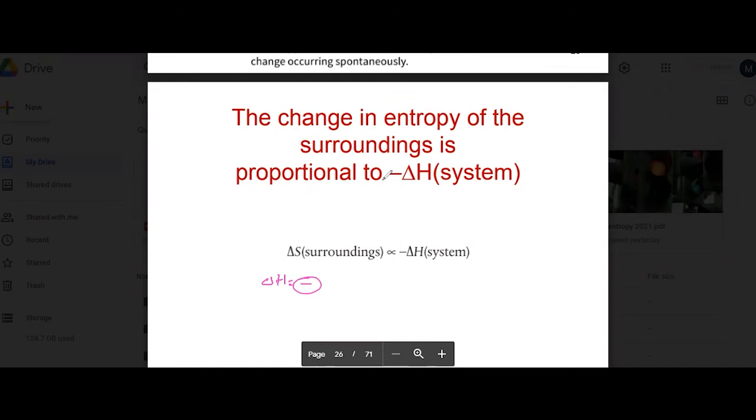But for example, if it is an endothermic reaction, the delta H is positive. That means the system gains energy from the surroundings, so the surroundings will lose energy. So if the sign of delta H is positive, the sign of delta S surroundings will be negative. Why? Because the surroundings lost heat given to the system. So once again, the entropy change of the surroundings is proportional to the negative of delta H of the system.